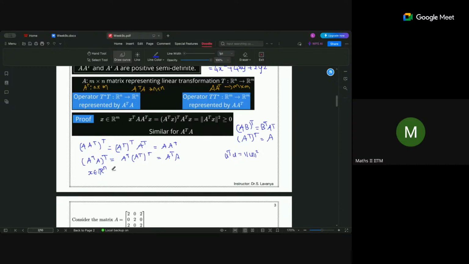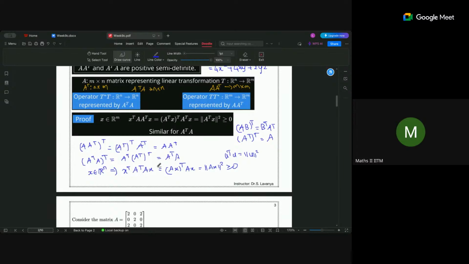Okay, so X in Rn. So it means you have X transpose A transpose AX, right? Which you can write as AX whole transpose AX. Again, which is norm AX square, and it is non-negative. And so you can see that A transpose A is also positive semi-definite.